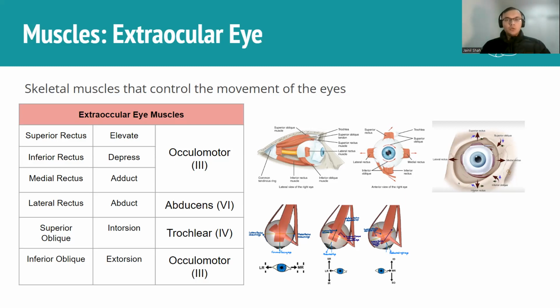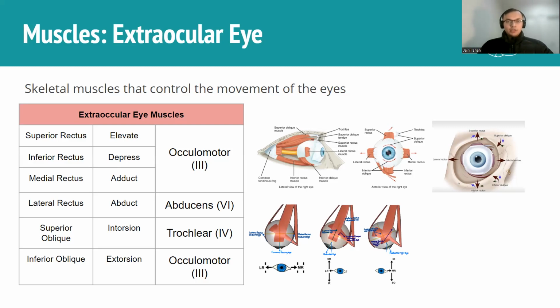And what they do is when the superior one contracts, it'll elevate the eye. The inferior will depress the eye. The lateral ones will move it to either side. So lateral will move it laterally or abduct it. So that means moving away from the midline, and the medial rectus will adduct it or move it towards the midline. That's how you have these rectus muscles coordinating movements of the eyes.